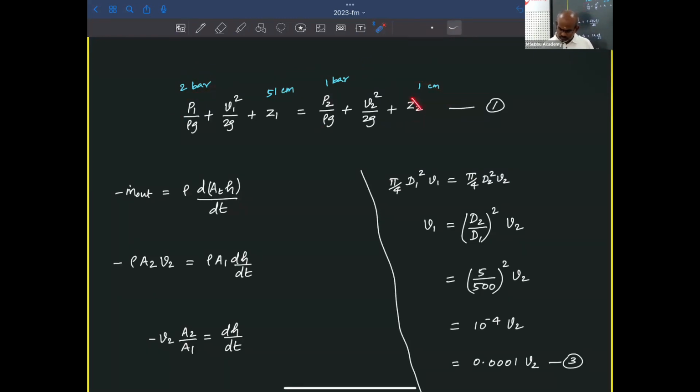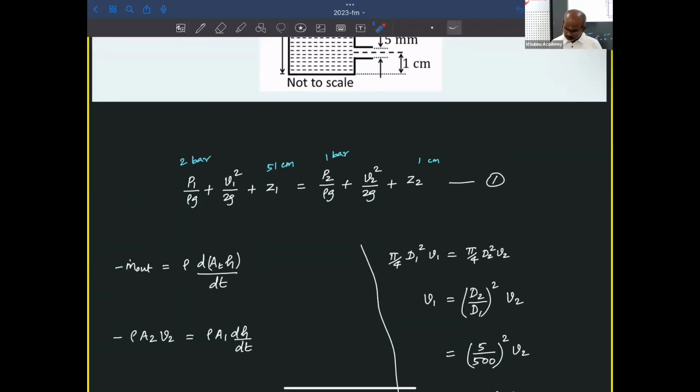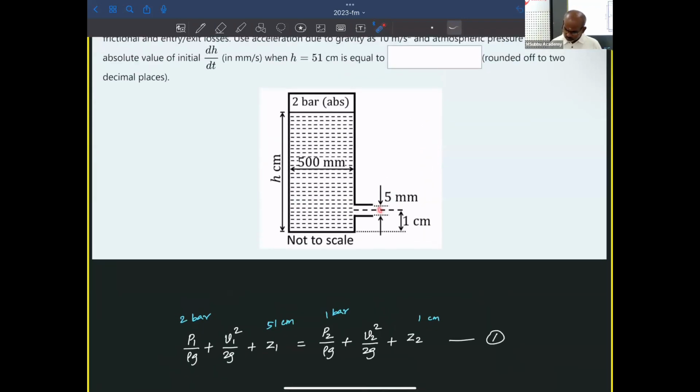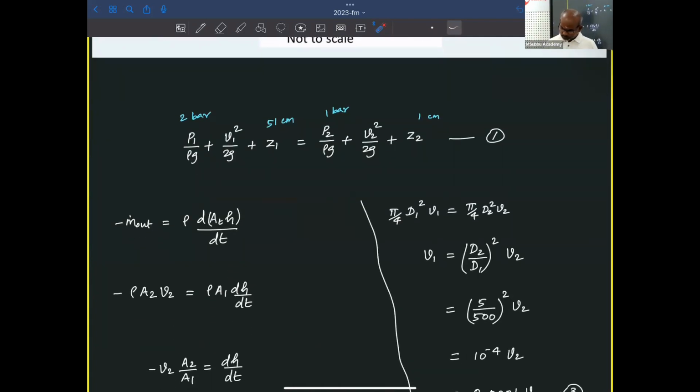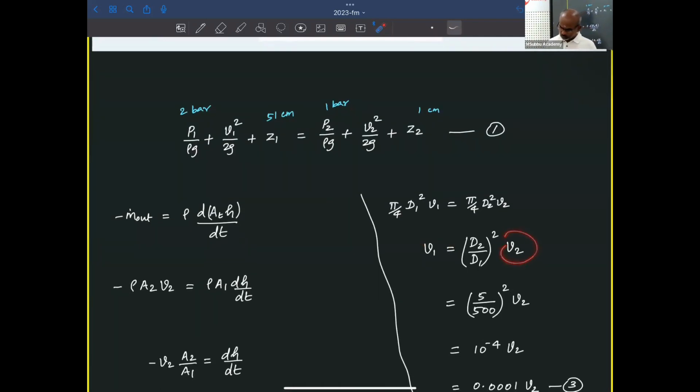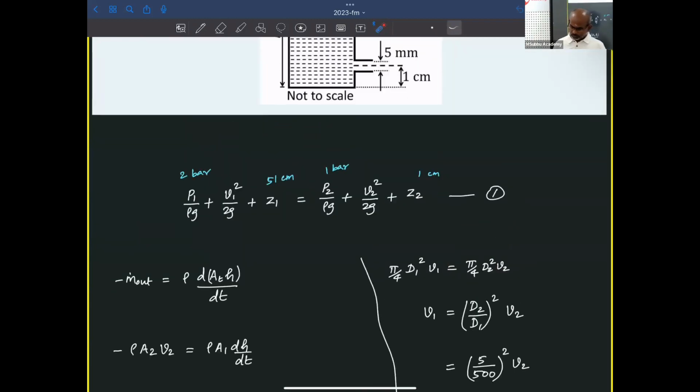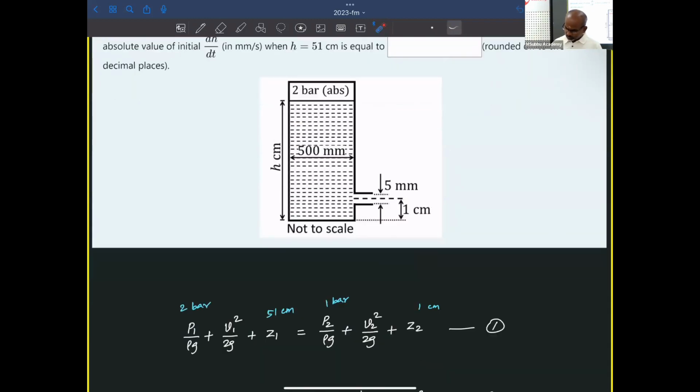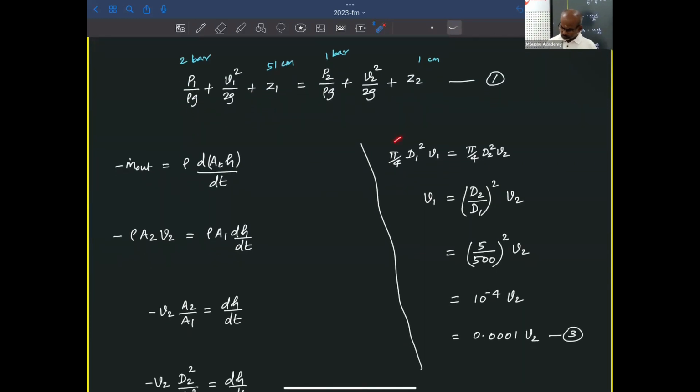Here, these are all known. Only thing is, there is V2 as well as V1. Of course, V1 is nothing but the velocity at the point 1. So this is point 1, this is point 2. Of course, point 1 keeps on coming down. So velocity 1 can be written in terms of velocity at 2, simply from the continuity equation, this equality of volumetric flow.